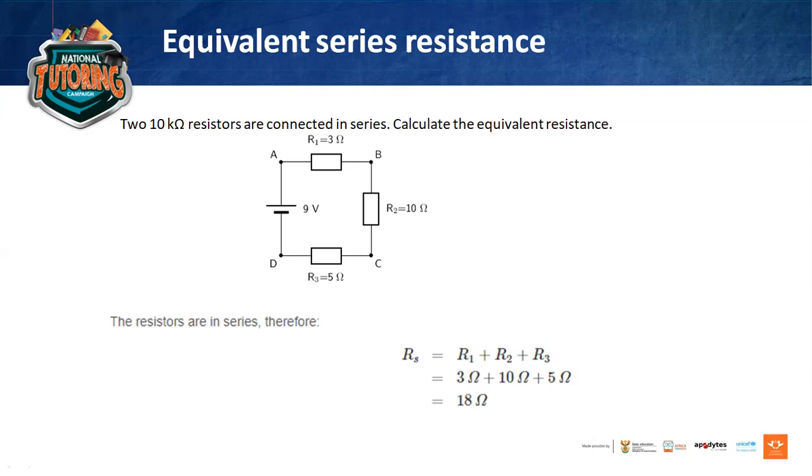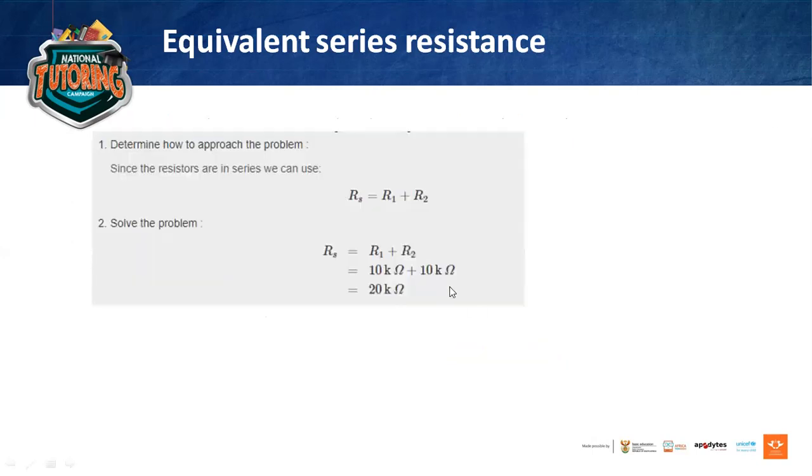There's not much of a problem when you're dealing with series resistance. So they say determine how you approach the problem. Since the resistors are in series, Rs is equal to R1 plus R2. In this case, if you have two resistors, you just add them together and they give you 20 kilo ohms.